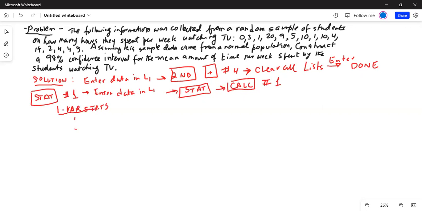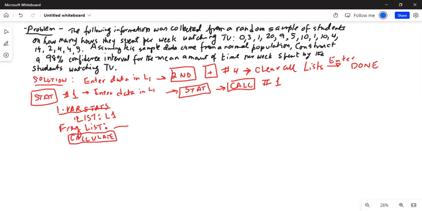First line in 1 var stats is list. It is automatically set to L1. Next line is frequency list. That should be empty. If there is something on here, hit the clear button. In the second line after the colon, bottom line, it should be empty after the colon. And then we have the calculate. Okay, put your cursor on calculate and hit enter.